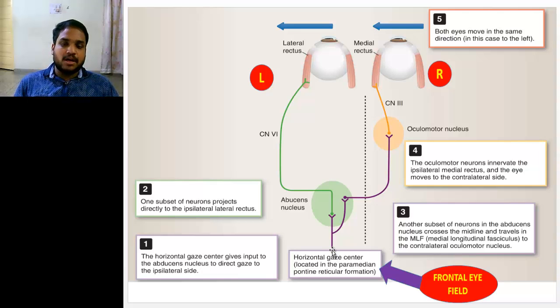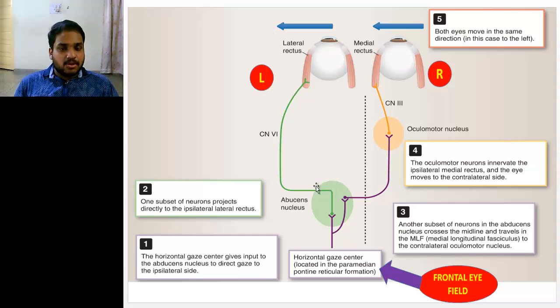From the left PPRF, the impulses would reach the abducens nucleus, right? The abducens nucleus is the sixth nerve nucleus, so the sixth nerve supplies the lateral rectus of the left eye. The left abducens nucleus is supplying the lateral rectus of the left eye. Once the impulses reach through the sixth cranial nerve, the lateral rectus is contracted and the left eye is abducted.